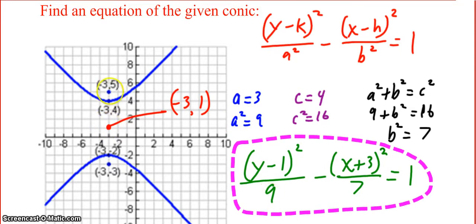Now, from the center to the foci is a distance of 4. So that's my c value. So I know c squared is 16. For a hyperbola, I know that a squared plus b squared is c squared, so I can solve this equation for b squared. Notice that I never even found b. I don't really care about b in this case because all I'm trying to do is write the equation of the hyperbola, and the equation involves b squared.